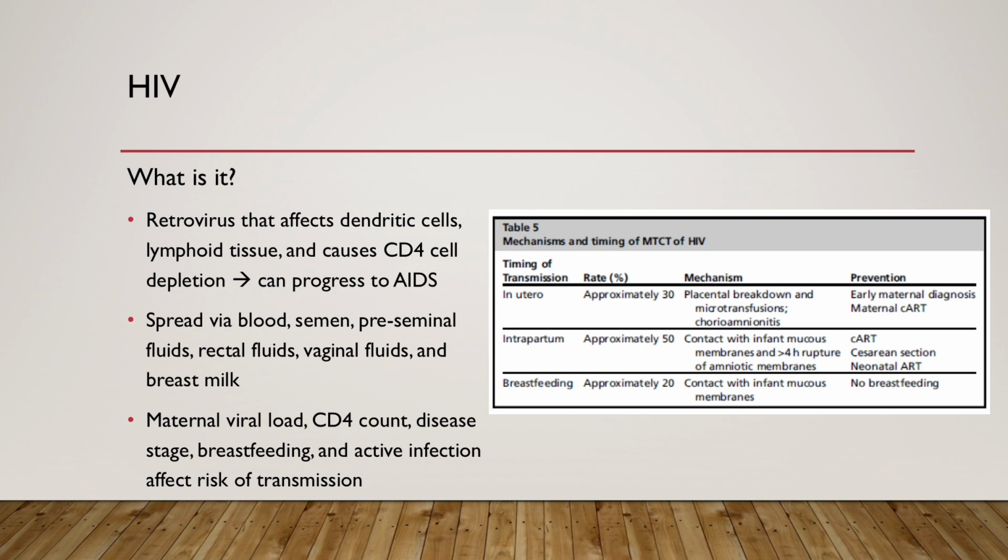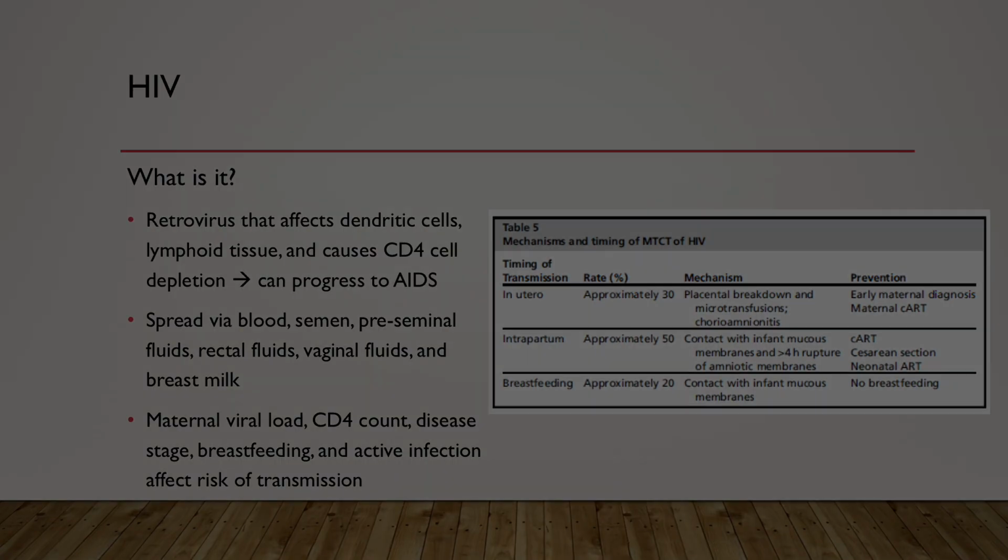Maternal viral load, CD4 count, the stage of the disease, breastfeeding, and active infection all affect the risk of transmission. The table on your right has a nice setup of the timing of transmission, the rate of transmission, the mechanism, and how to prevent transmission. The 3 main modes of transmission are in utero, intrapartum, or through breastfeeding.